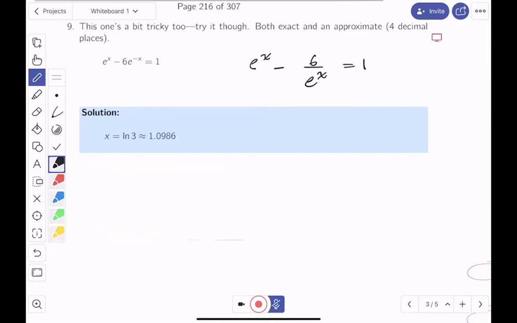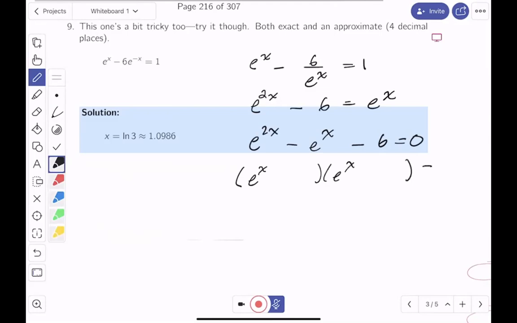Now what I'm going to do is get rid of the fraction. I'm going to multiply both sides by the LCD, which is e to the x. What are you going to get? e to the 2x minus 6 equals e to the x. And I'm going to keep rewriting it. e to the 2x minus e to the x minus 6 is equal to 0. Well, I'm going to say this is quadratic. e to the x, e to the x, and then I'm going to say 2 and 3.